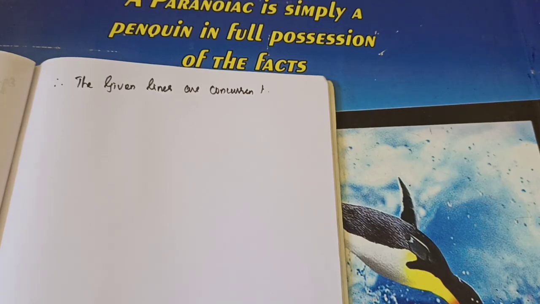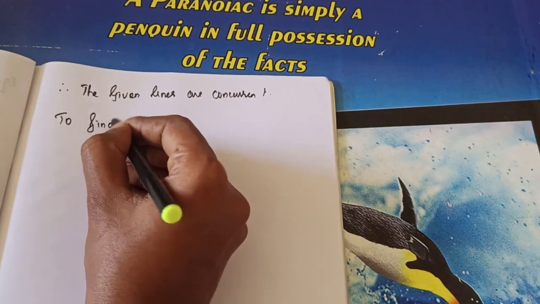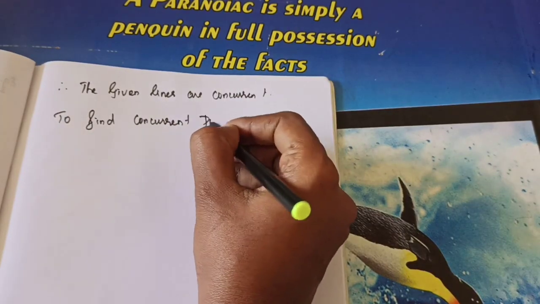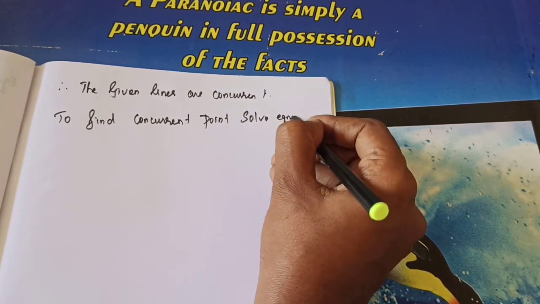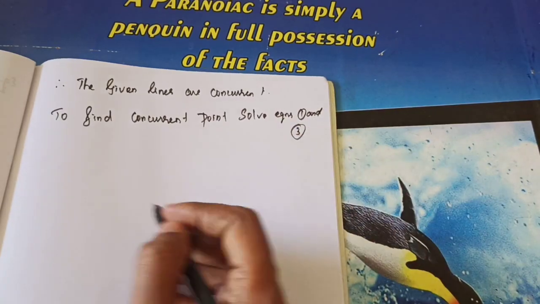For that you can take any two equations and solve them and find out the x and y values. Understand? For that what will you do? You take any two equations and solve them and find out the concurrent point. That's the concurrent point. Understand? So take down any two equations and solve them. To find the concurrent point, solve equations 1 and 2. Otherwise 1 and 3, same as in your book, you can solve.